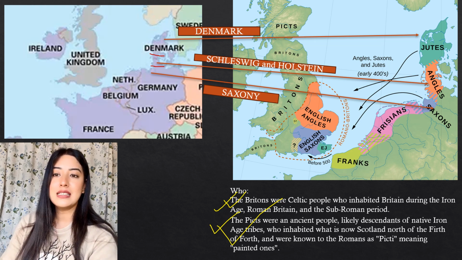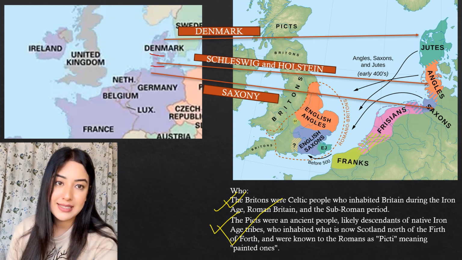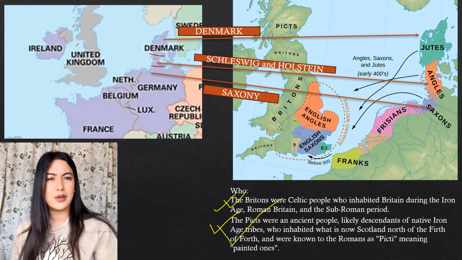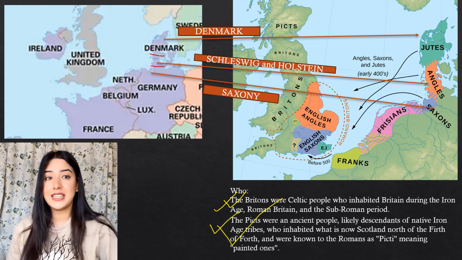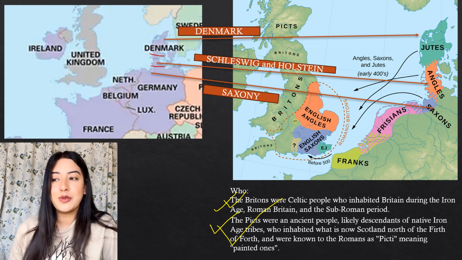So this is where the Anglo-Saxons and Jutes came from. I told you it's going to be very easy for you to understand now. It's just this opportunity that they saw. It was not something to brainstorm. It's an opportunity that they saw and they took it. So this is the Anglo-Saxons and Jutes. We're going to move on to the last slide.